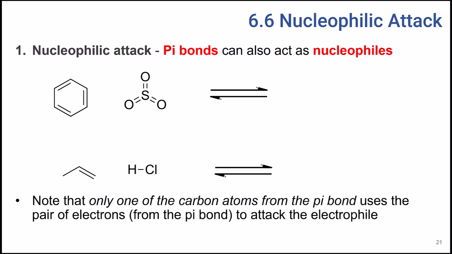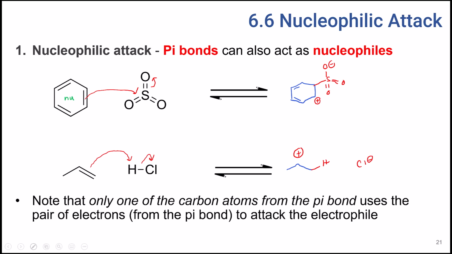So in the first, we have a nucleophilic attack. We have pi bonds that can also act as a nucleophile other than just some things that are negative or positive. So I have a nucleophile in the form of the benzene ring. These electrons can attack this sulfur. This will result in a loss of electrons here and a new bond to S. Form that, and then if I get a nucleophilic attack, we get a hydrogen here, positive here, and then the Cl minus. So only one of the carbon atoms from the pi bond uses the pair of electrons, and the other one becomes a carbocation.